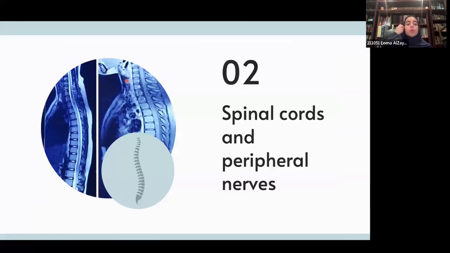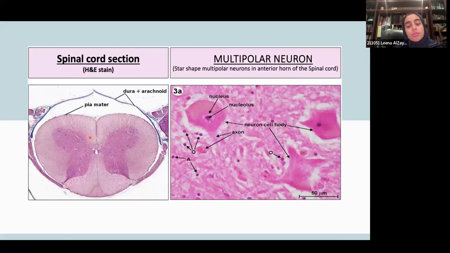Okay, now we're gonna go to the second lab, which is spinal cord and peripheral nerves. Just go ahead and get it done. And after we finish spinal cords and peripheral nerves, I'll give you guys a break, and then brainstem as well, because brainstem is after.